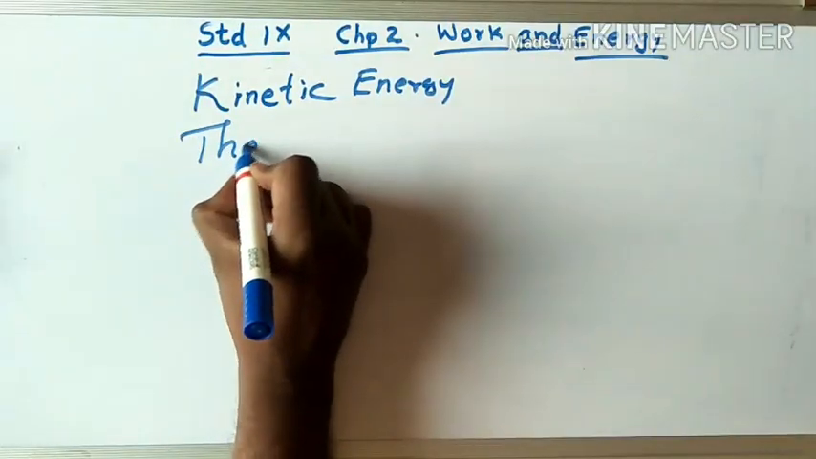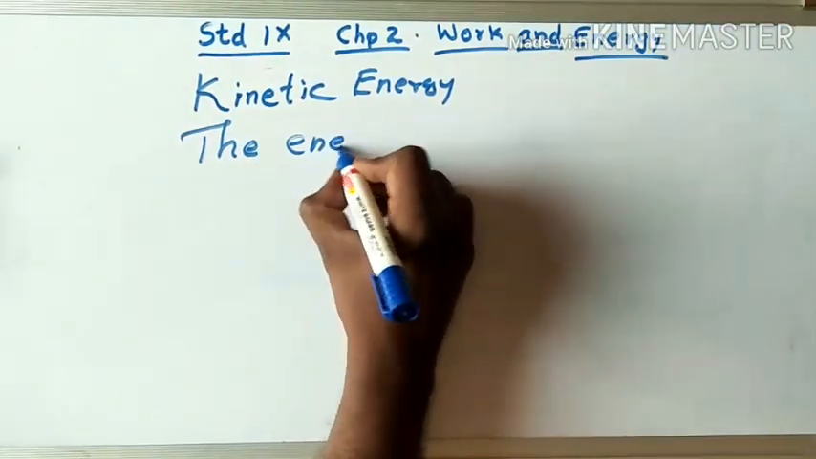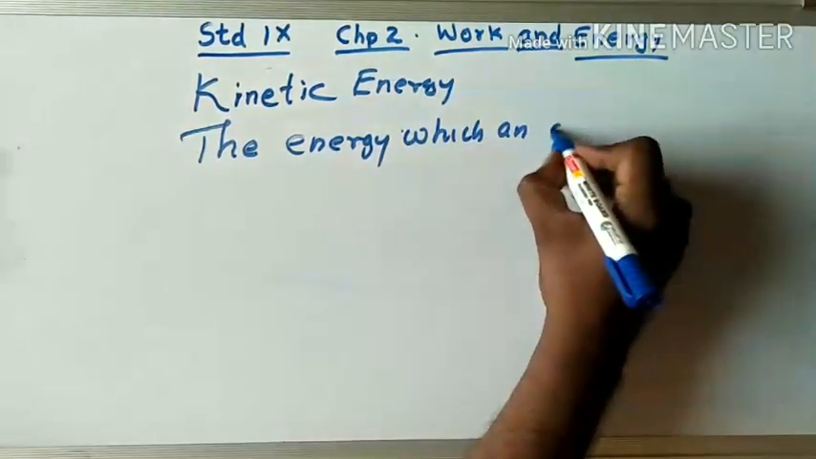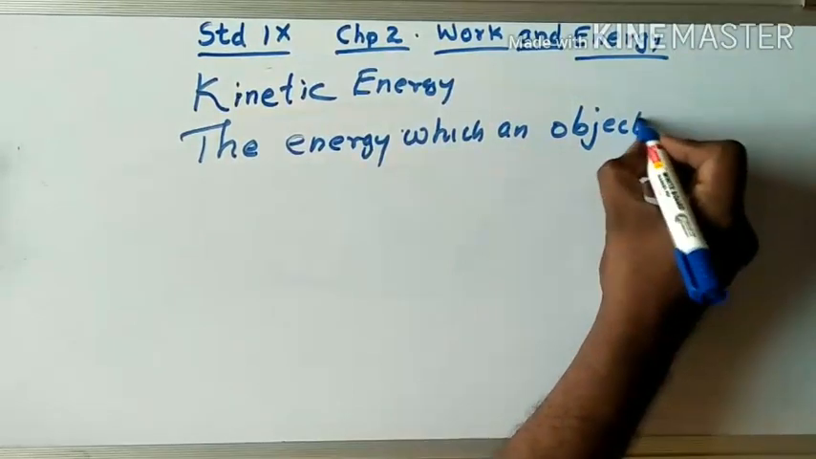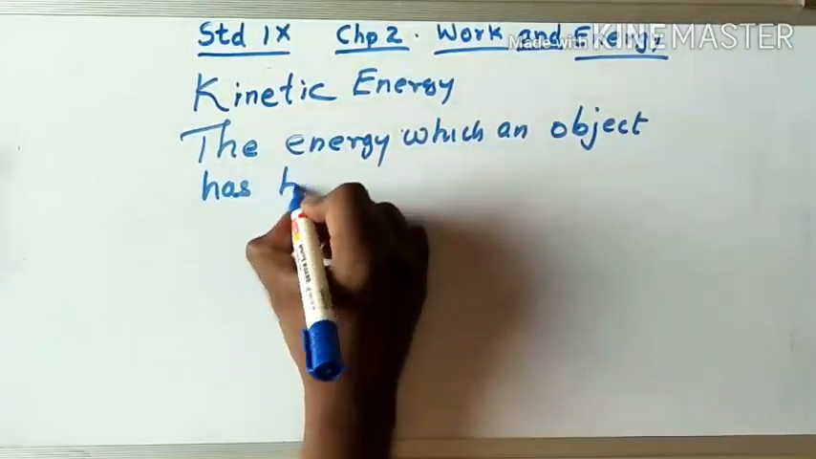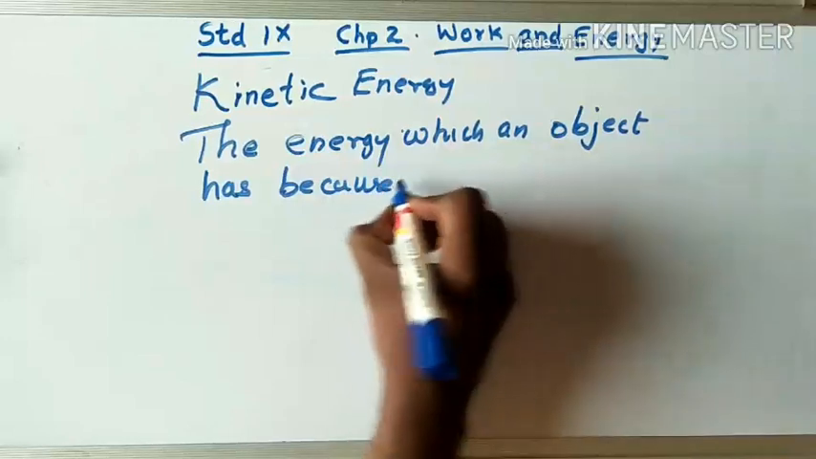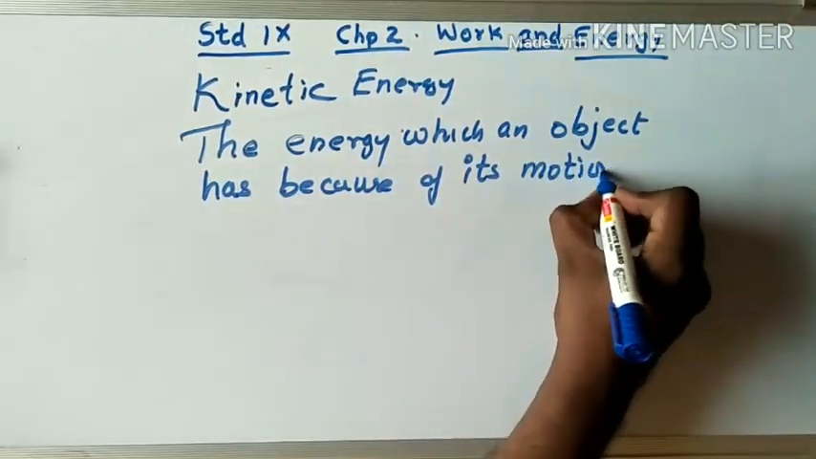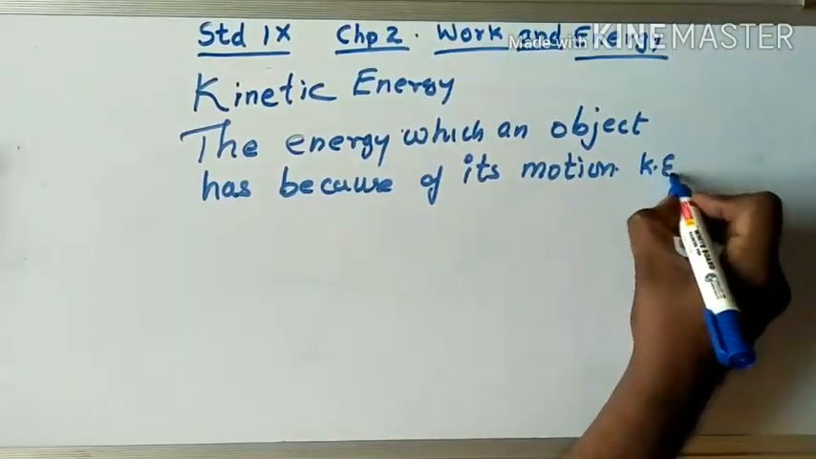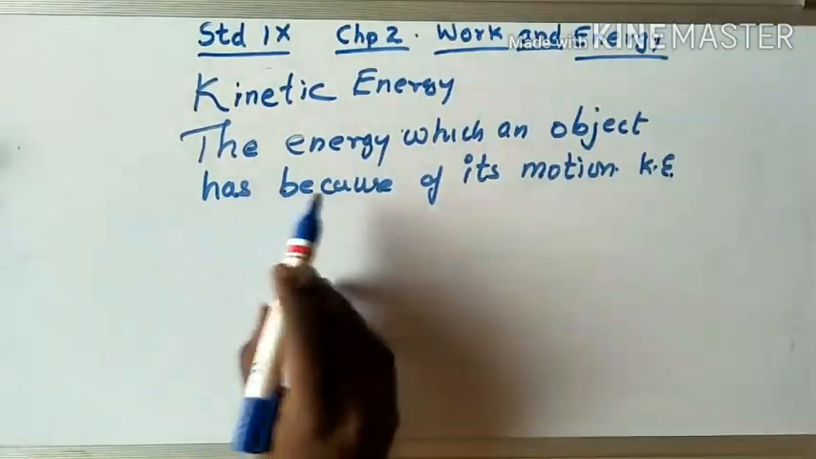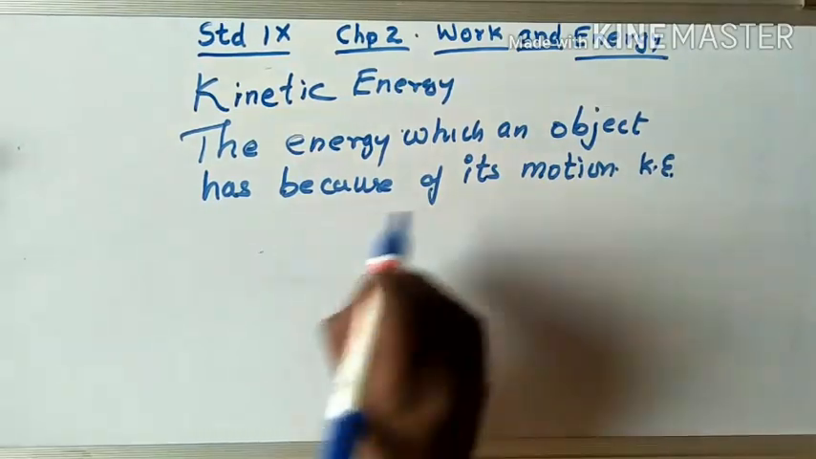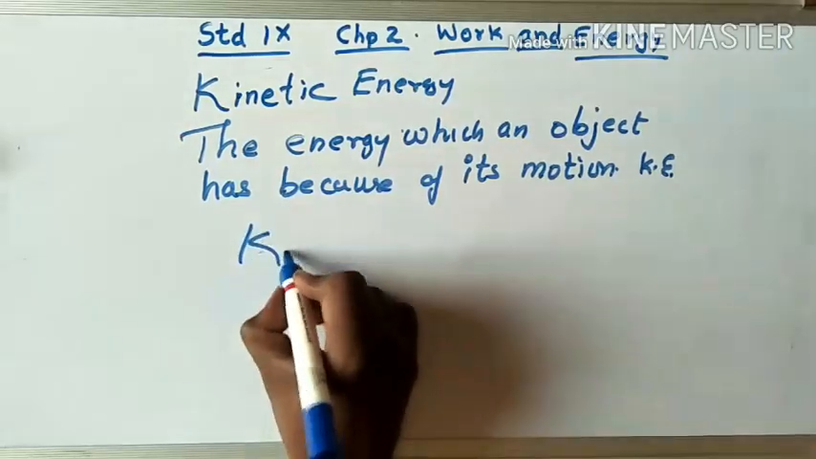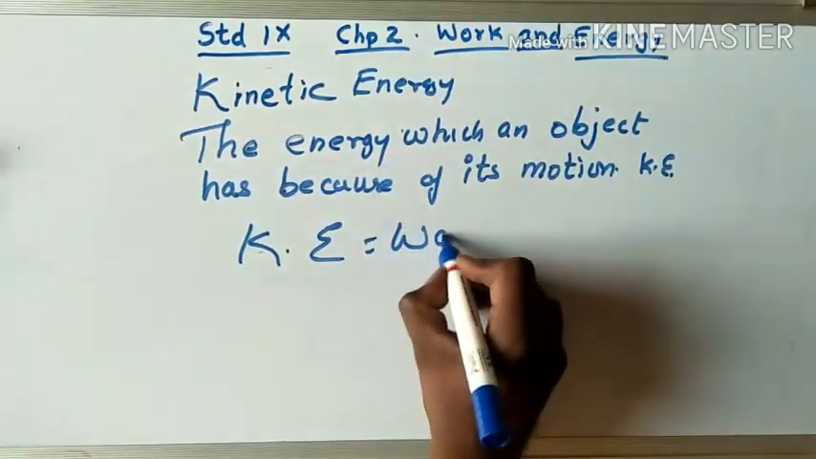The energy which an object has because of its motion, we call it as kinetic energy. So the work done by a force to displace a stationary object through a distance is the kinetic energy. So kinetic energy is equal to work done.